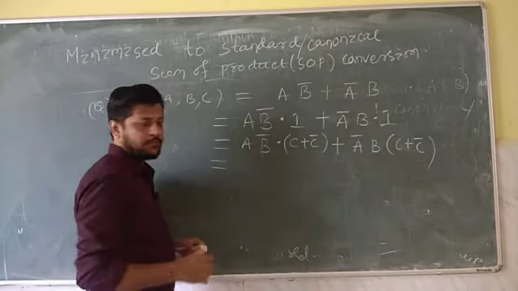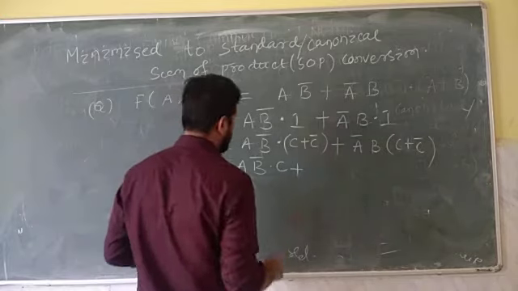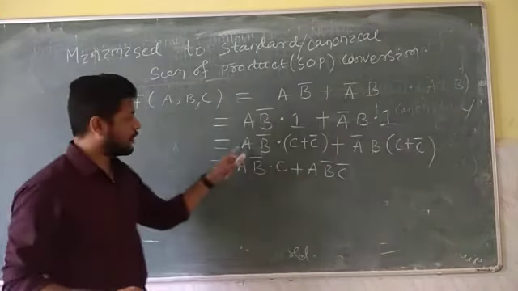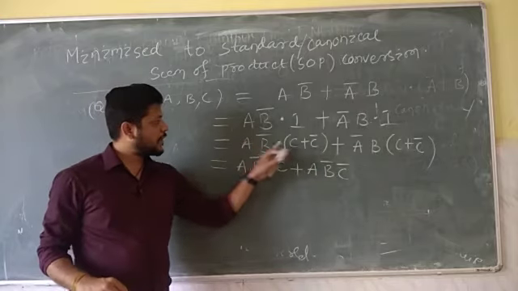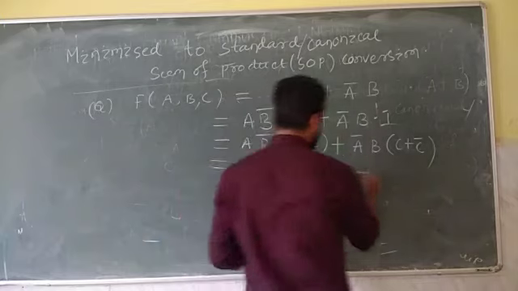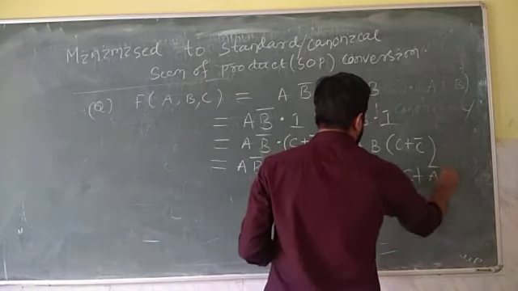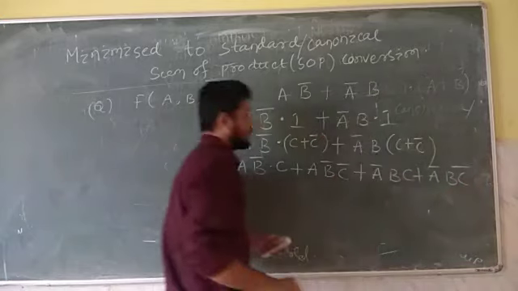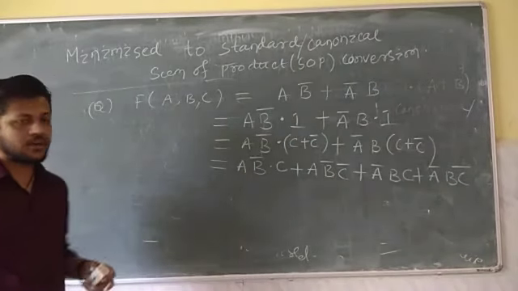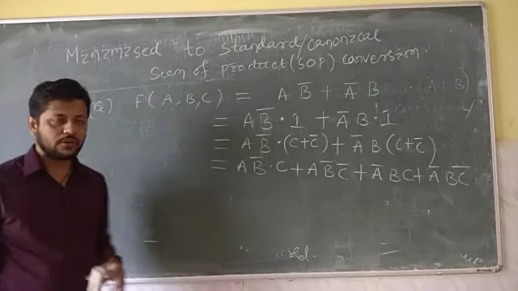Now just multiply. So A B bar dot C plus A B bar dot C bar, plus A bar B dot C plus A bar B dot C bar. If there is any redundant term, you just check it out. Otherwise this is your canonical sum of product form.